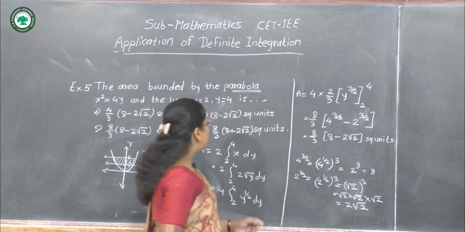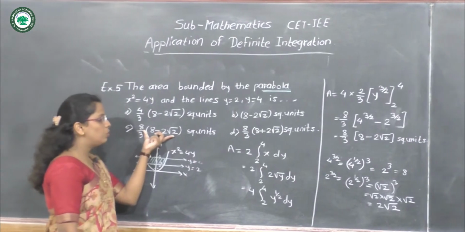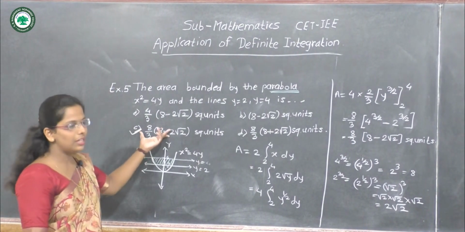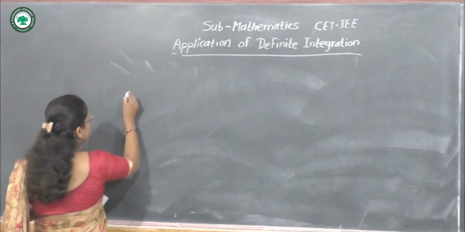Now look at the options. 8 upon 3, 8 minus 2 root 2 square units. Option C is the right answer for the given question. Next example.